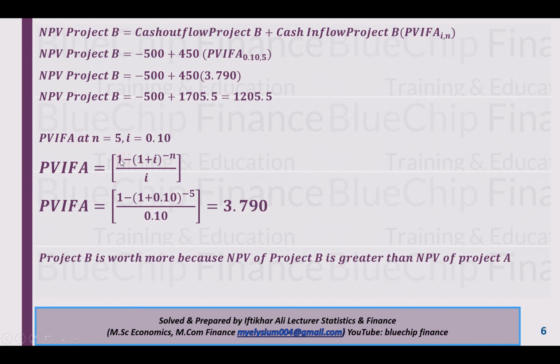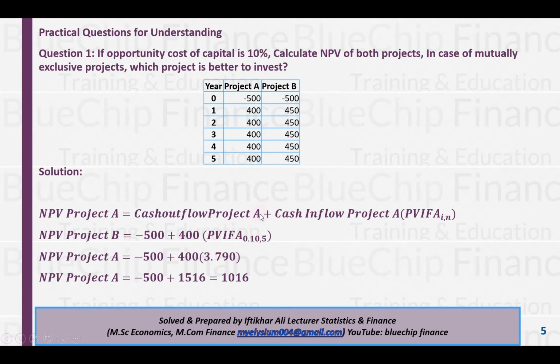So formula is 1 minus 1 plus I raised to power minus n divided by I. So n is 5 years and interest rate is 0.10. Always use interest in fraction. So 1 minus 1 plus 0.10 raised to power minus 5 divided by 0.10, and present value interest factor of annuity is 3.790. So here we will put 3.790, and when we calculate it, the net present value of project A is 1016.